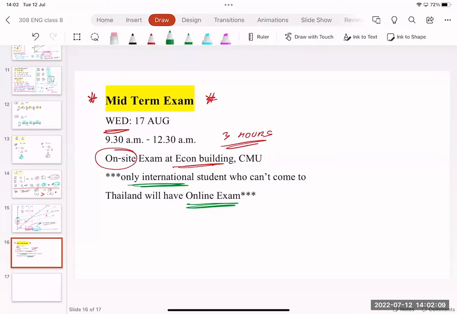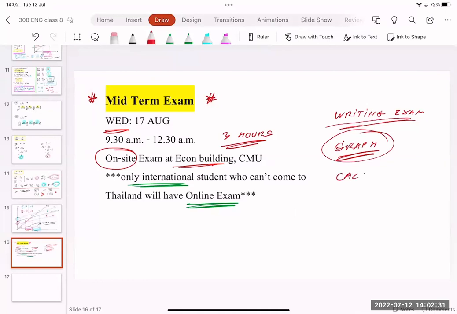The exam is going to be a writing exam, no multiple choice. You're going to have to draw a lot of graphs to explain. You have to draw graphs. You may need to do some calculation, some equation solving, and you need to write down the explanation.